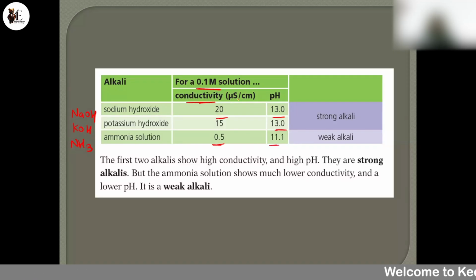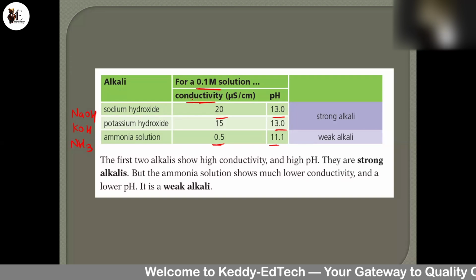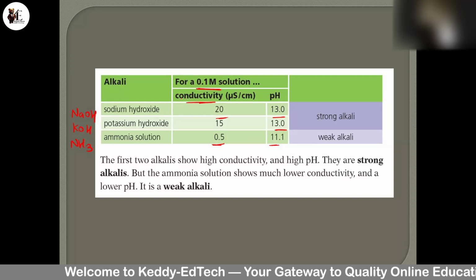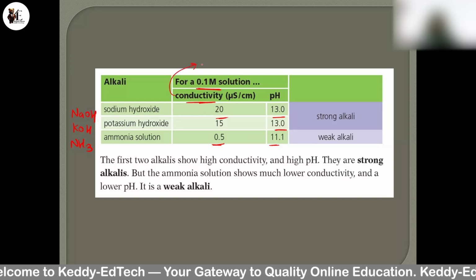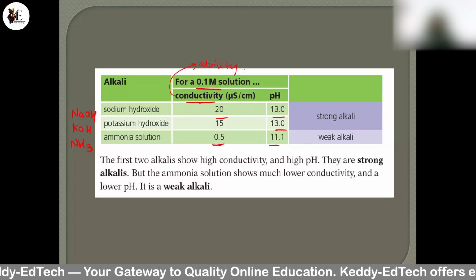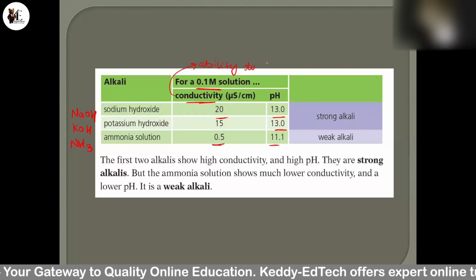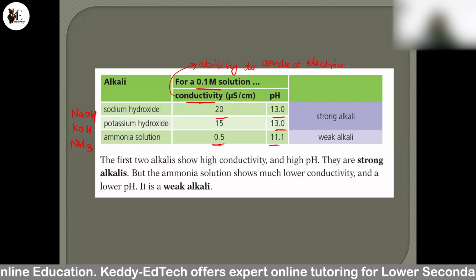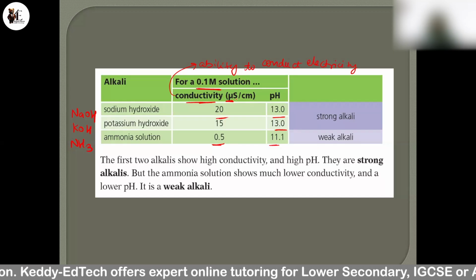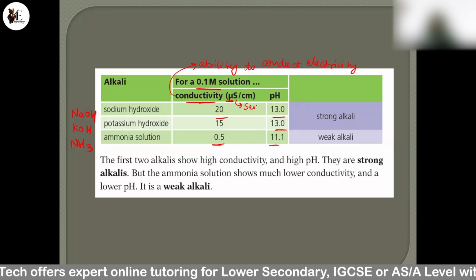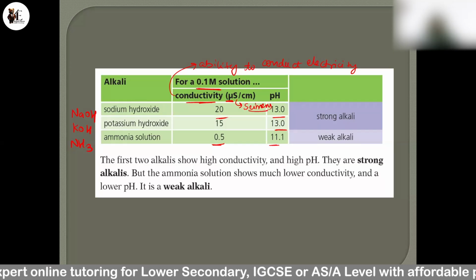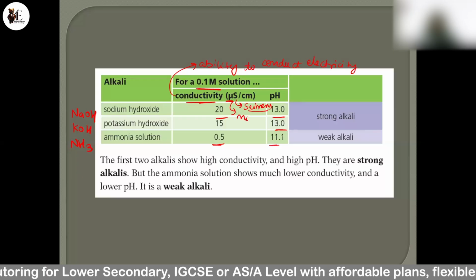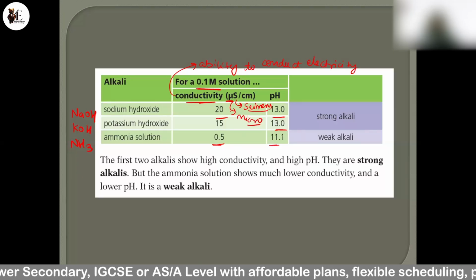Can you tell me what conductivity is? Conductivity is the ability to let electricity pass through. In simpler words, it is the ability to conduct electricity. The unit of conductivity is Siemens, so it is microsiemens per centimeter. This symbol is microsiemens per centimeter. So this is just the unit.